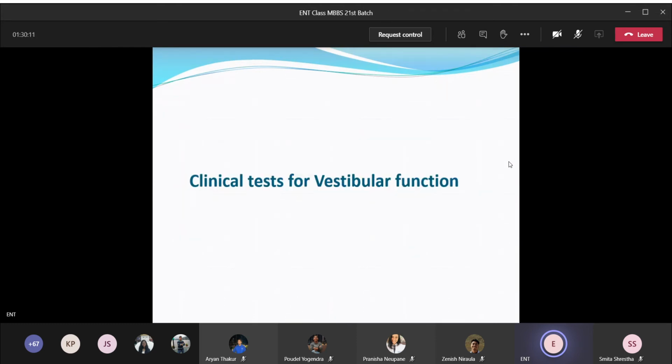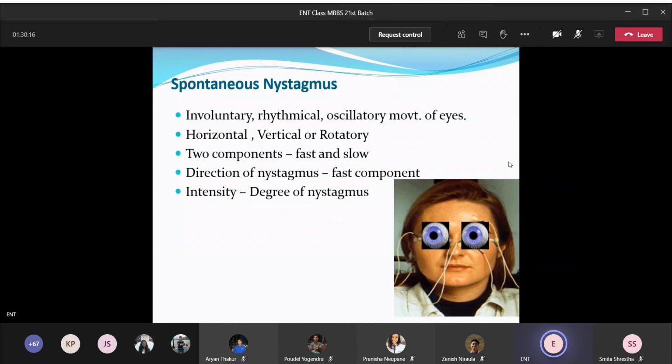Some common clinical tests for vestibular function include spontaneous nystagmus, as you can see in this demonstration. So what is spontaneous nystagmus? You can see that the eyeballs are moving rhythmically, and the movement is oscillatory and involuntary. The definition is: involuntary, rhythmic, oscillatory movement of the eyes is nystagmus. This one is horizontal nystagmus, but it can also be vertical or rotatory.